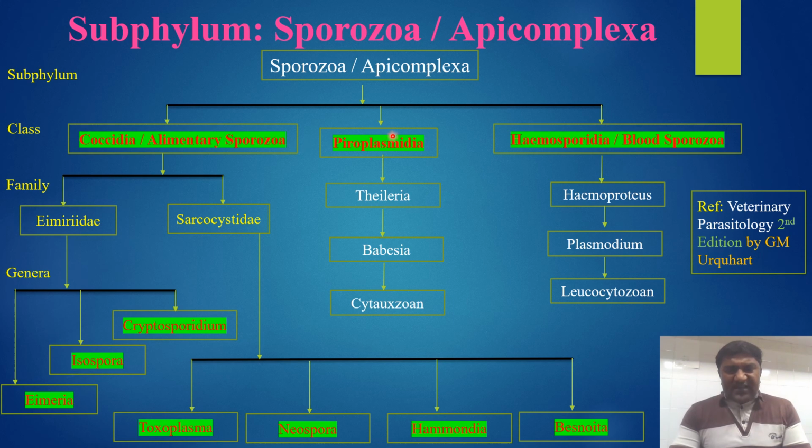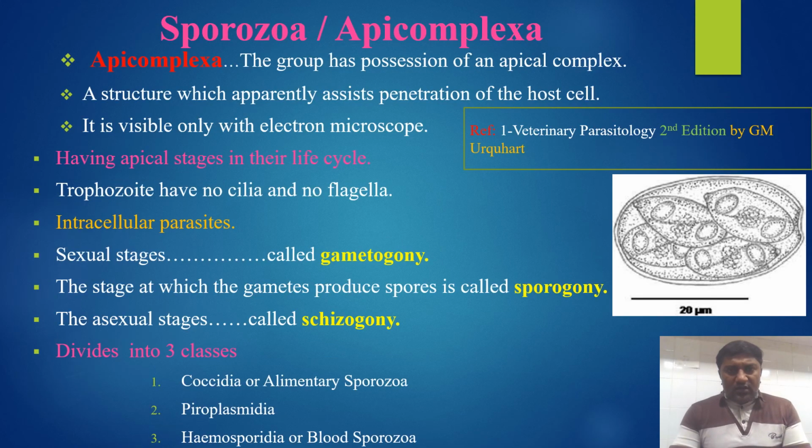The second class, Piroplasmida, has the following genera: Theileria, Babesia, Cytauxzoon. The third class, Haemosporidia, or blood sporozoa, has the following genera: Haemoproteus, Plasmodium, and Leucocytozoon. So the sporozoa are Apicomplexa.